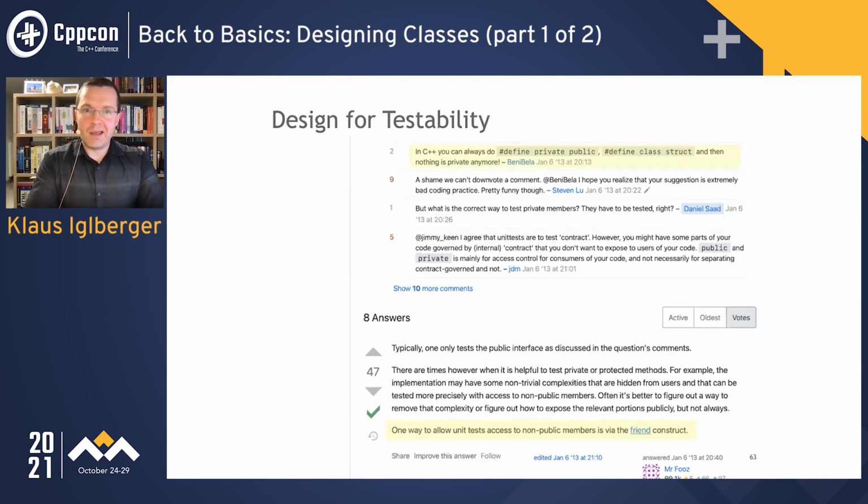Here, in C++, you can always do define private public. That is definitely something to think about. And then to cry out in horror. Of course, this is something that you should not do. That is horrific, which the next user, of course, complains about. A shame we can't downvote a comment. Pretty funny, though. So it is funny, but some people take this as serious advice. That's a little dangerous. So what should you do?